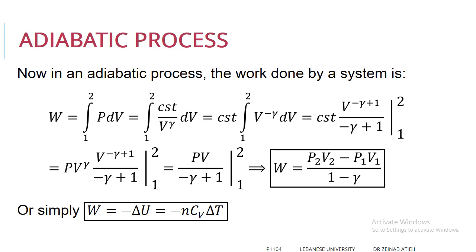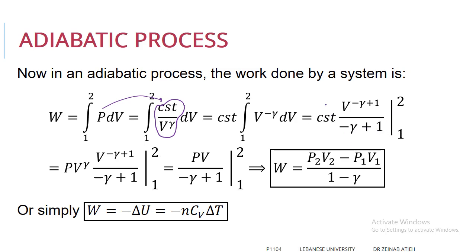Now let's talk about the work done in the case of an adiabatic process. For all types of processes, work done by the gas is equal to the integral of PdV. Because P is variable and V is variable, I can't integrate this way. I have to write it in another form, because I know that PV^gamma is constant, so I will write P as constant over V^gamma, dV. So the constant goes out of the integral, and I will get the integral of V^(minus gamma) dV. So I add plus 1 to the power, and I divide by minus gamma plus 1, from 1 to 2.